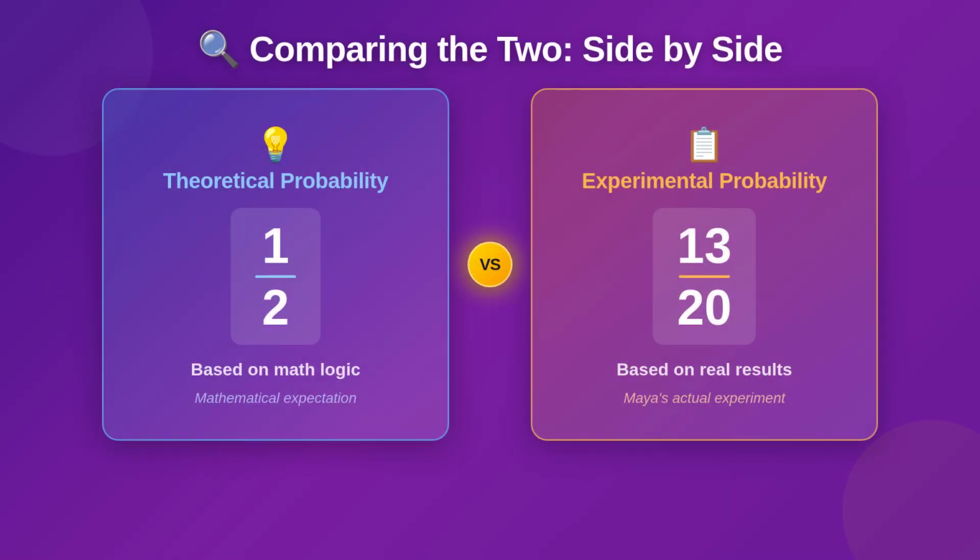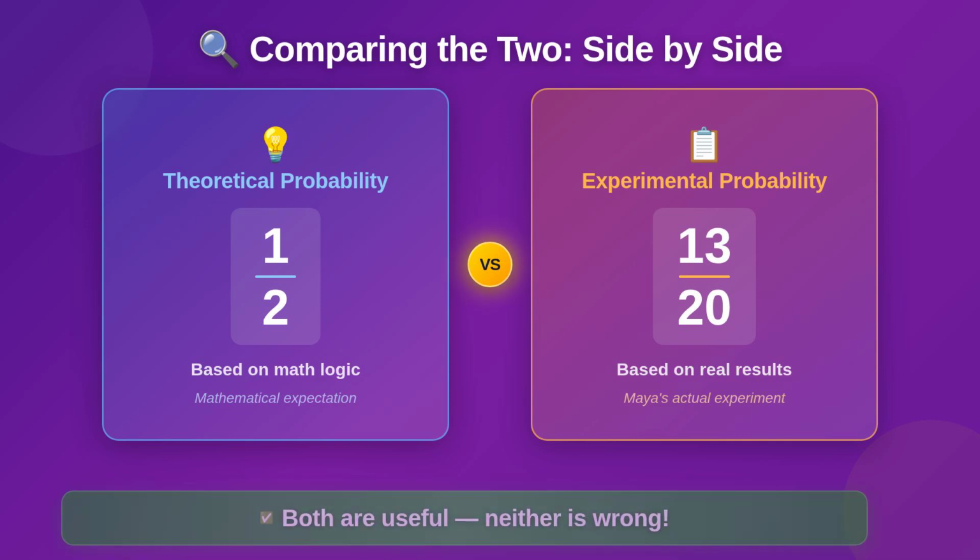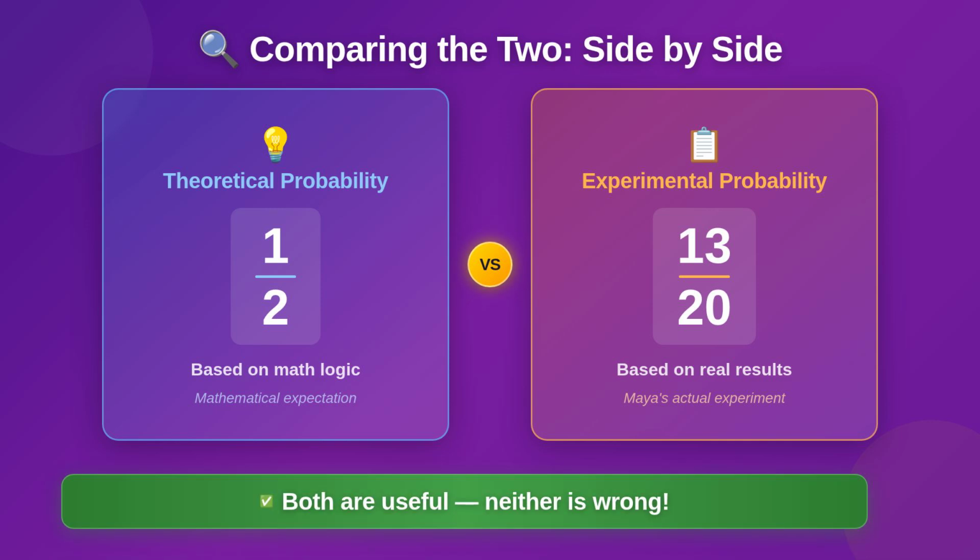Let's put these 2 ideas side by side. Theoretical probability says heads should come up with probability 1/2. Maya's experimental probability came out to 13/20. Are both valid? Absolutely yes. Theoretical tells us the mathematical expectation. Experimental tells us what actually happened in practice.